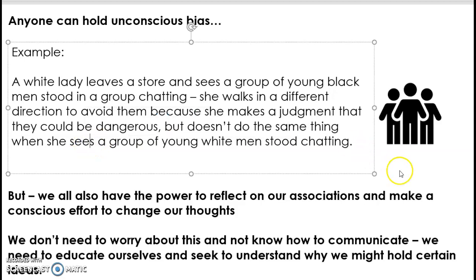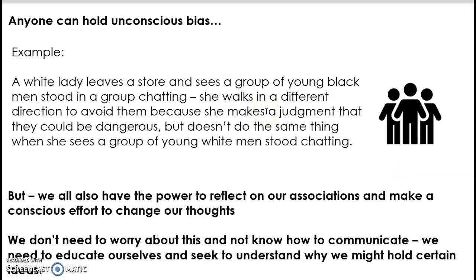Now, I think we see so much in the media about young black people being in gangs and being violent that it's actually understandable in a sense, isn't it? That you could make that judgment. But actually, that would be an unconscious bias. That would be us acting on a simplified judgment of a group of young men, applying stereotypes and ideas that we don't necessarily apply to white people.